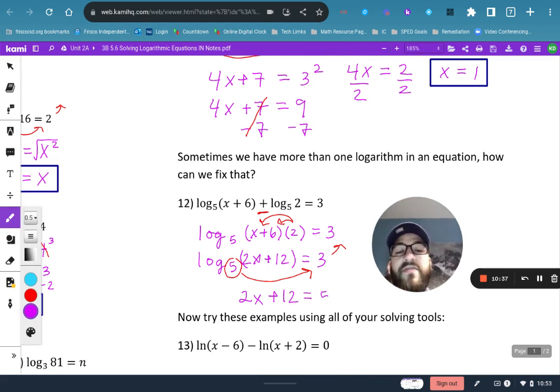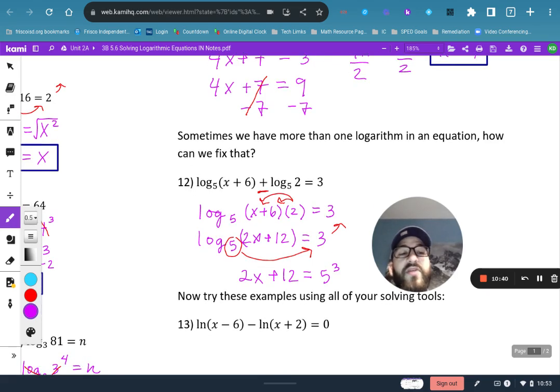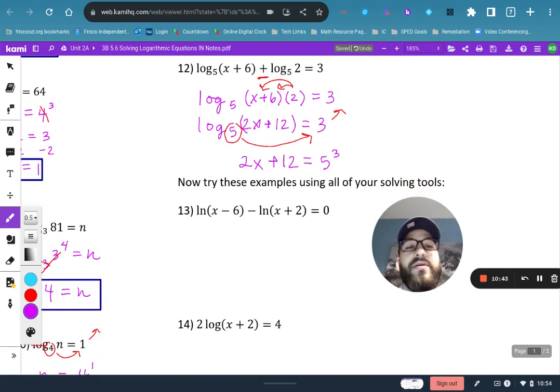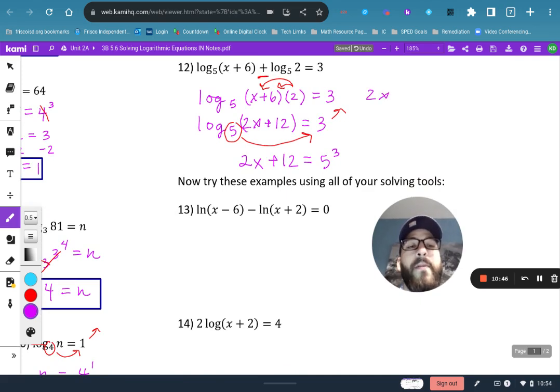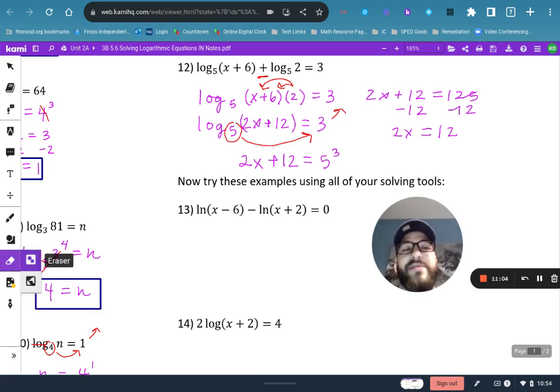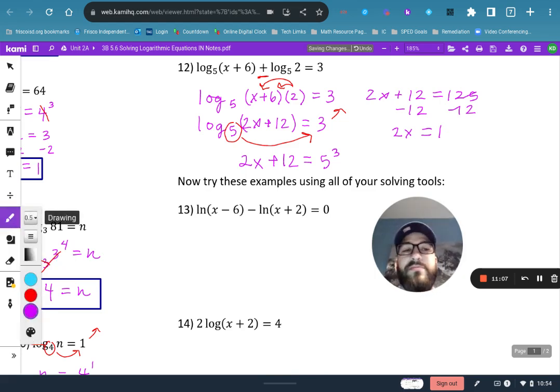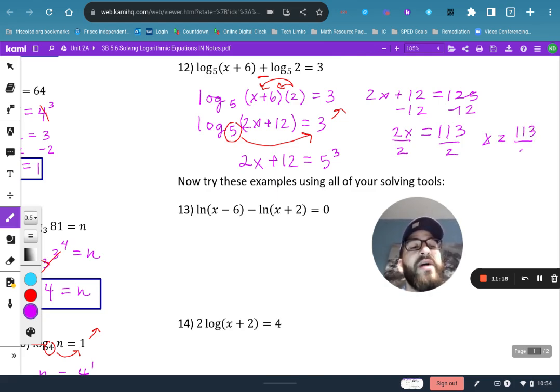is equal to 5 to the third, which we've already done a bunch. That's equal to 125. So 2x plus 12 is equal to 125, minus 12 on both sides. So 2x is equal to 113, divided by 2 on both sides, and we get that x is equal to 113 divided by 2.